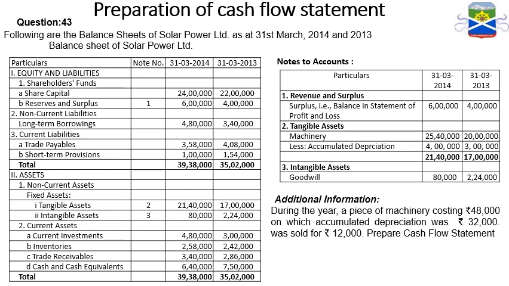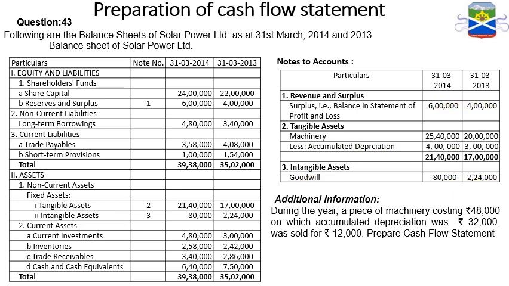Now based on that we have notes to accounts given: reserve and surplus, that is profit and loss, is increased by 2 lakhs, that is 4 lakhs to 6 lakhs. For machinery we have opening and closing balance given, together with accumulated depreciation, and intangible assets goodwill is given, that goodwill is written off. So based on that, we will prepare the cash flow statement considering the additional information given.